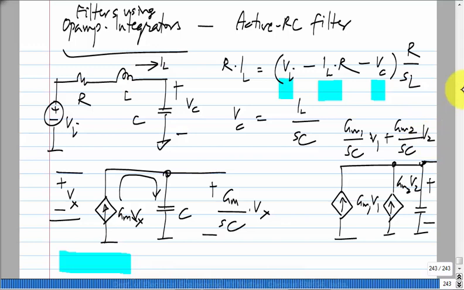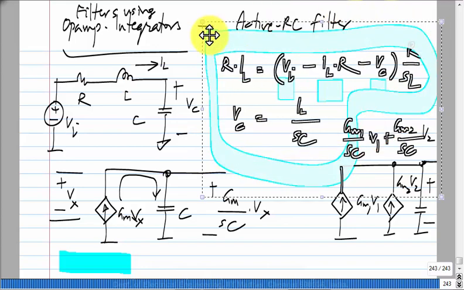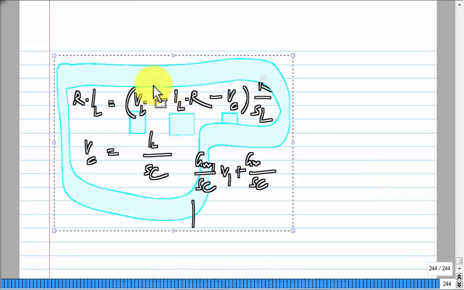So, clearly we can do that here also, right, okay. How many capacitors will we need to realize those two equations? How many integrations do we have? Two. And it is a second order filter, right? So, you do need two.